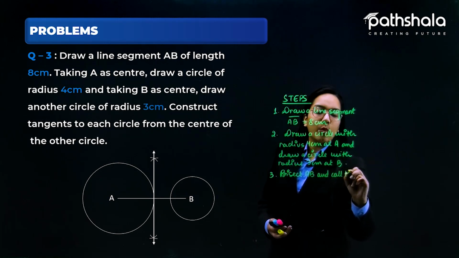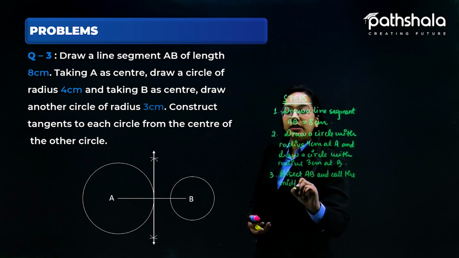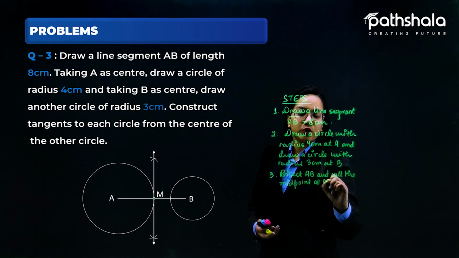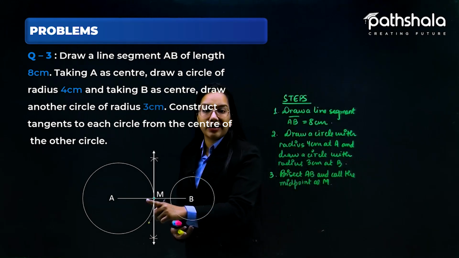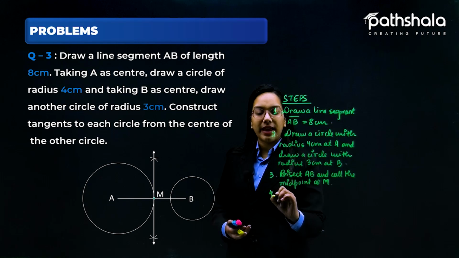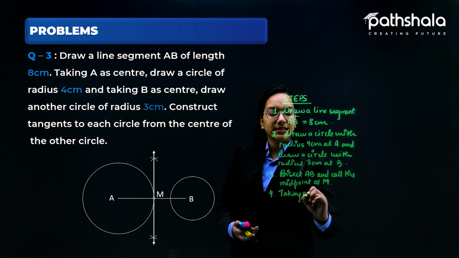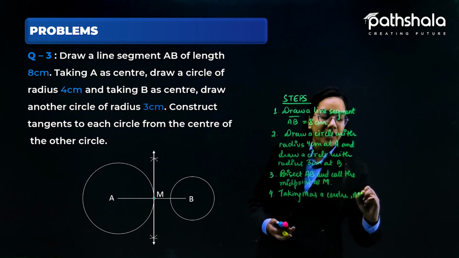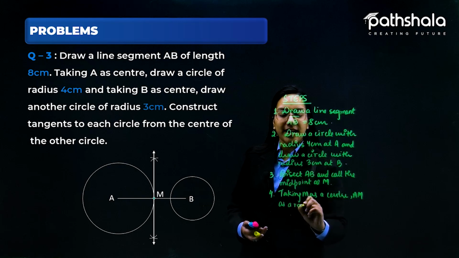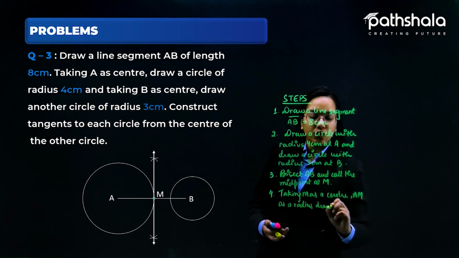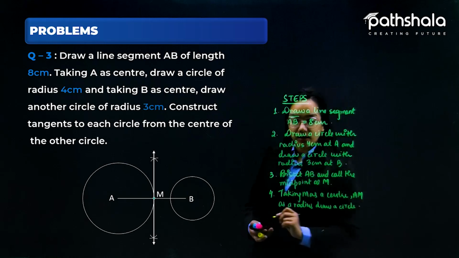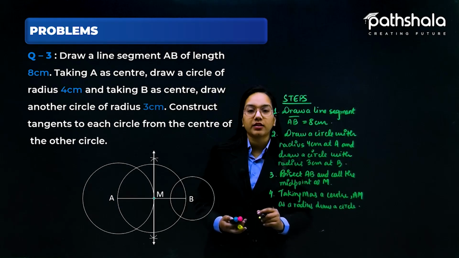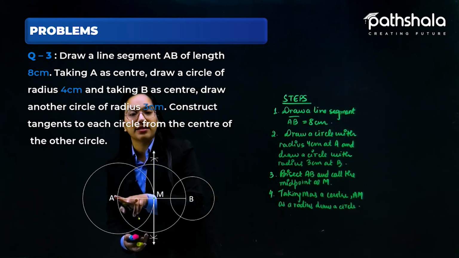and call the midpoint the point M. So I have taken the midpoint as M. The further step is that, taking M as a center and AM as a radius, draw a circle. So draw a circle taking M as a center and AM as a radius. This is my circle, the circle formed taking M as a center and AM as the radius.